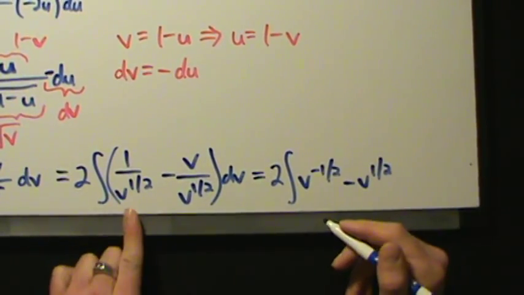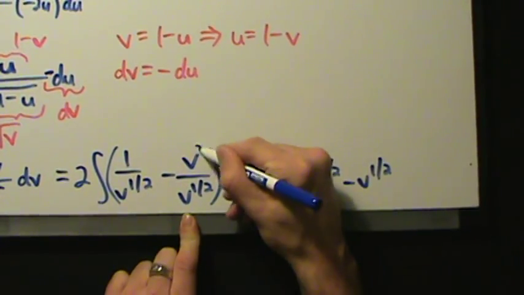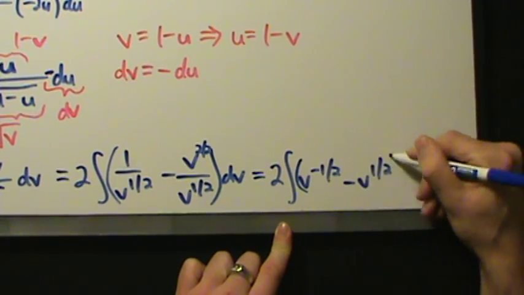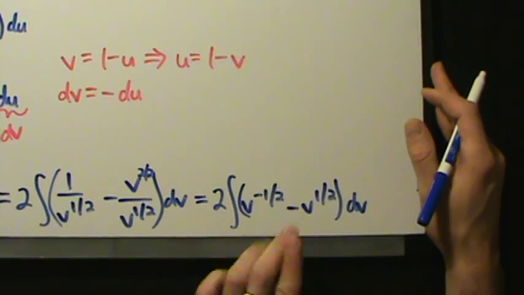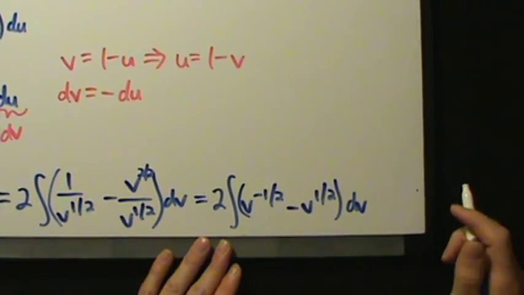Okay, so 1 over v to the 1/2, that's v to the negative 1/2. v over v to the 1/2, this is like v to the 2/2 on top. So 2/2 minus 1/2 is 1/2. So that's where all that comes from. Okay, so we're really just integrating this right here, and this is just straight up power rule, right? So we have fractional powers, but it's really not that bad.